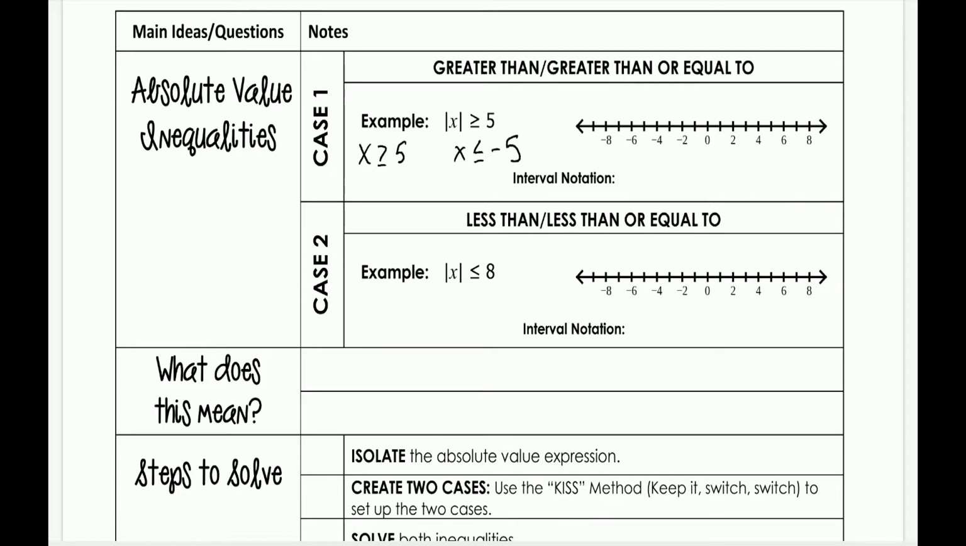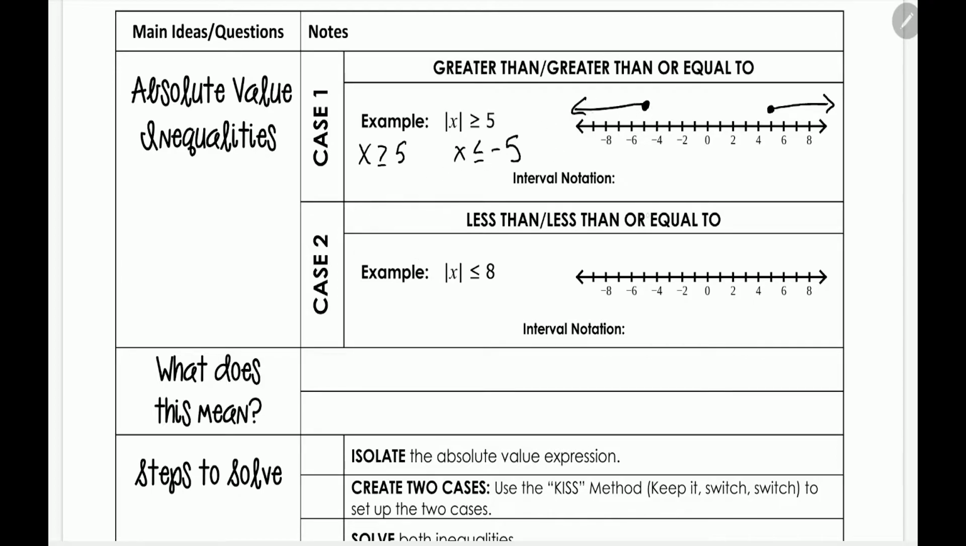So if we graph these two things, we have x is greater than or equal to 5. We go to 5. We have a closed circle. And the numbers that are greater than 5 are to the right. Okay? So that's the first one done. Now we have x is less than or equal to negative 5. So we go to negative 5. We have a closed circle. And the numbers that are less than negative 5 are to the left.